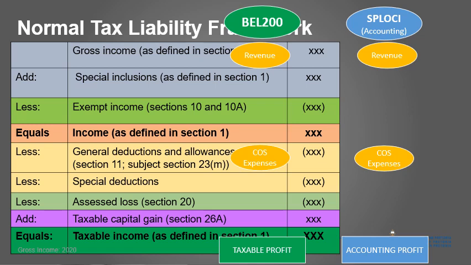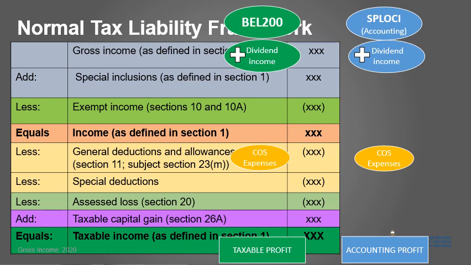However, some items are treated differently between these two calculations. For example, dividend income. Dividend income will be included in gross income for tax purposes, and it will be included in our income for accounting purposes. However, for tax purposes, it's an exempt income, so here it's deducted again. For accounting purposes, we leave the dividend income in our accounting profit calculation. So for tax purposes, dividend income is zero. It's netted out because it's added and then deducted as exempt income. But for accounting purposes, the full dividend income is included in our accounting profit.